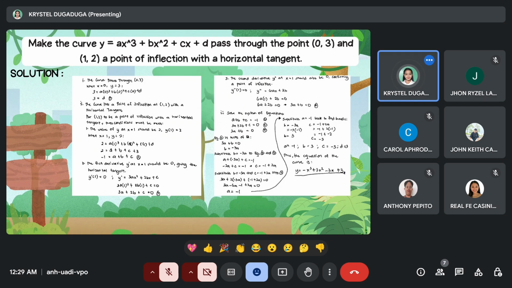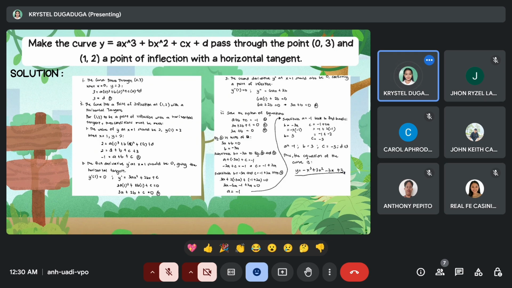Then transpose the 3a to get the value of b. So b is equal to negative 3a. So substitute b equals negative 3a to equations 2 and 3. Then it results into c equals negative 1 plus 2a. Then if we substitute into equation number 2 the b equals negative 3a and the value of c which is negative 1 plus 2a, it results into the value of a, which is a equals negative 1.